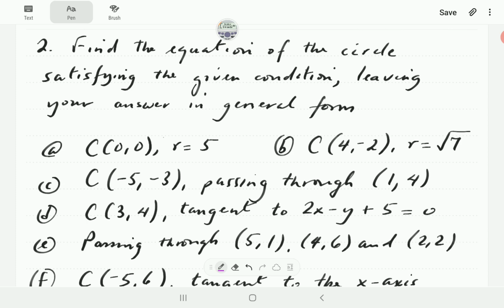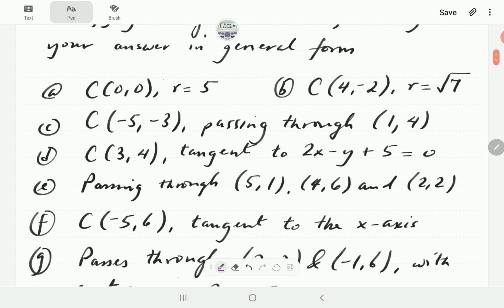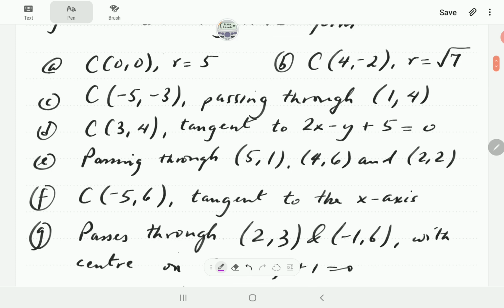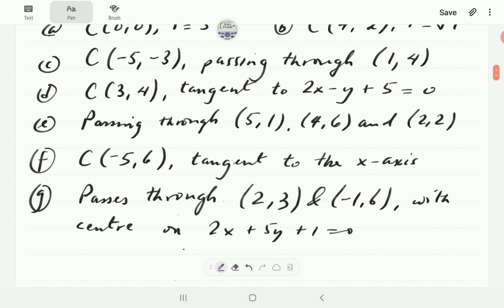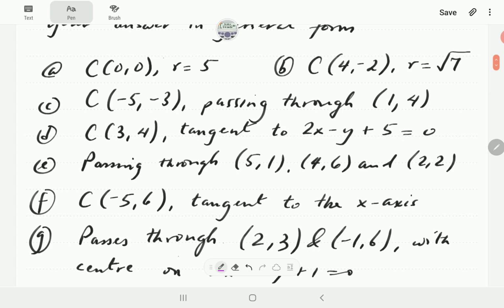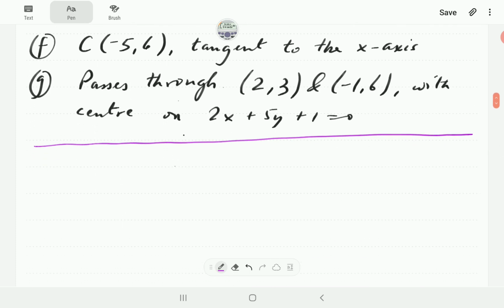So this time we want to find the equation of a circle. We're going to be given some conditions that the circle satisfies, and we'll leave the equation in general form. So we've got a few circles here. We are going to do A to E, and then we're going to give you F and G as an exercise. Alright, so in A we've got a circle centered at 0, 0 with radius 5.